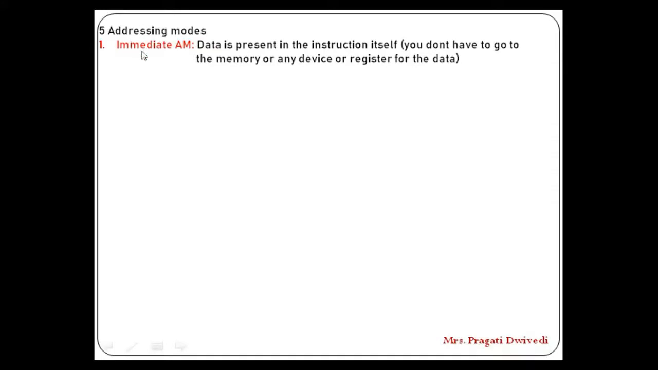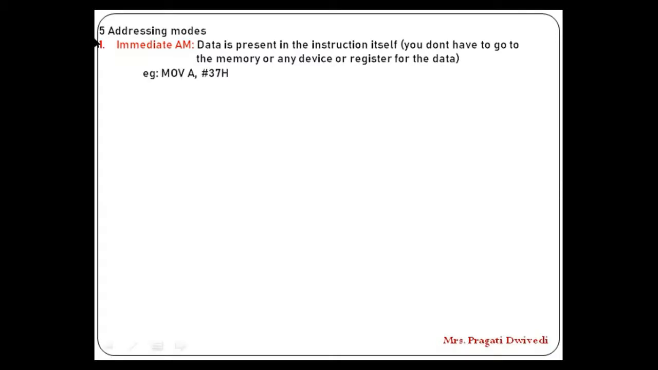The name itself says immediate. Now what is immediate? In this you are giving the data that is to be moved to any register or any memory location. Wherever you want to move the data, you give the data directly in the instruction. So you don't have to search where the data is. Looking at the instruction, you will get to know what is the data on which you want to perform the operation.